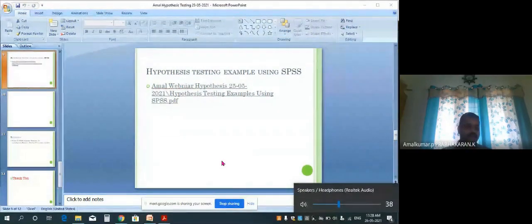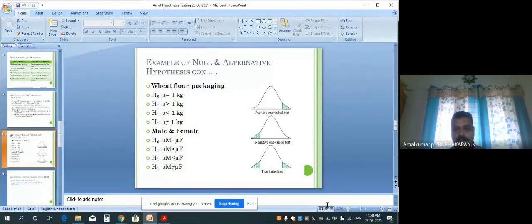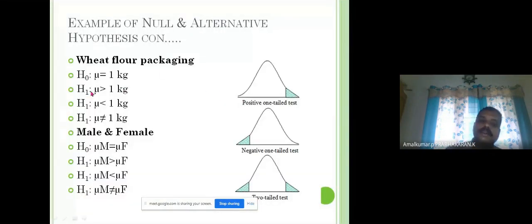Okay. Every null has three alternative hypotheses. The first alternative is, in case of this example, I'm moving to that example. Here, mu is the average weight of the wheat flour. The researcher thinks that the average weight of the wheat flour is equal to 1 kg. The system is in control. There is no issue in the particular system. That is the null situation.